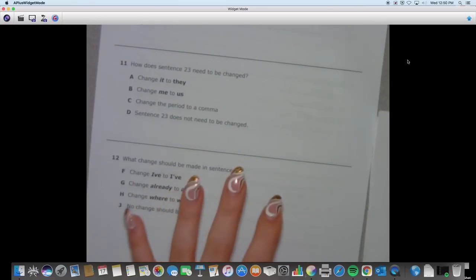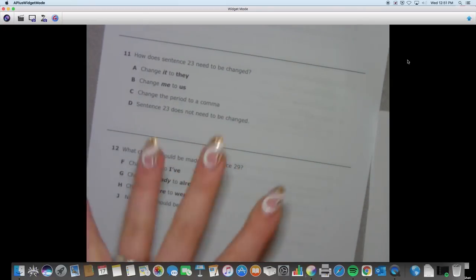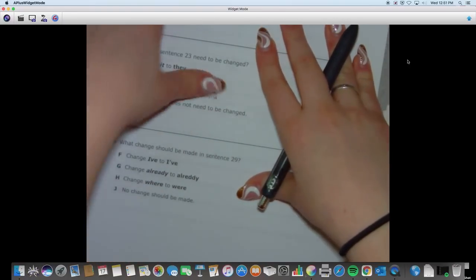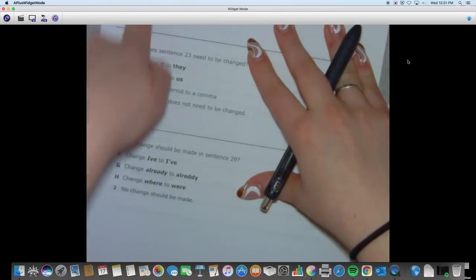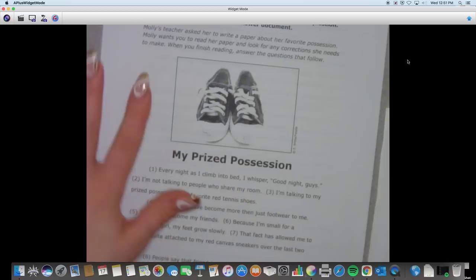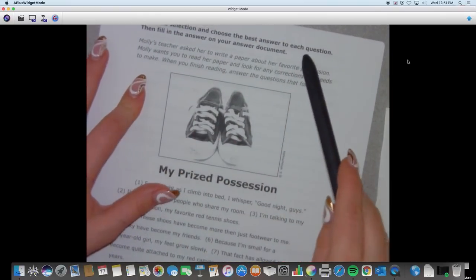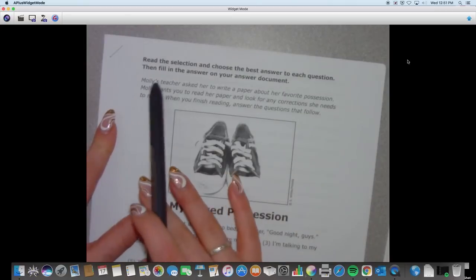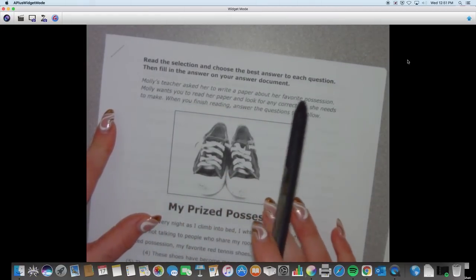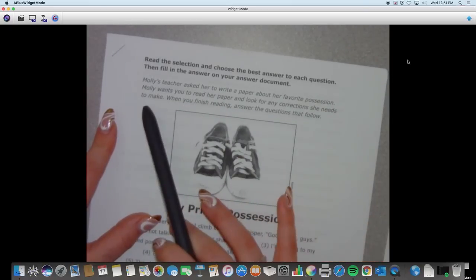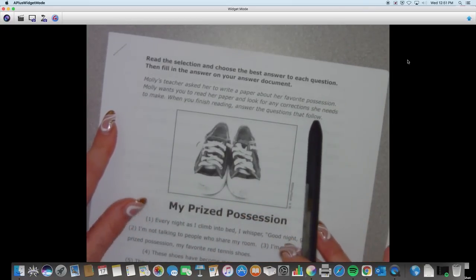And your teacher should be walking around, so your teacher can check it. Okay, because this is going to be your assessment to see, did you get how to look at revising and editing questions. So first thing that we're going to do is read my prized possession together. It says, read the selection and choose the best answer to each question, then fill in the answer on your answer document. Molly's teacher asked her to write a paper about her favorite possession. Molly wants you to read her paper and look for any corrections she needs to make. When you finish reading, answer the questions that follow.